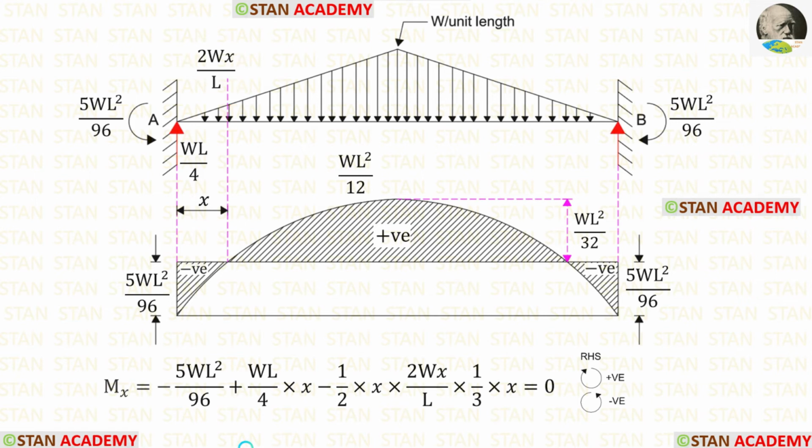Let us take moment about the section. MA is acting in the anti-clockwise direction, so it will be negative. The vertical reaction is acting in the clockwise direction, so it will be positive and the distance is x. The triangular load is acting in the anti-clockwise direction, so it will be negative. For this triangle, we have to multiply the area with the centroid distance. This is the area and this is the centroid distance. We know that in the point of contraflexure, the moment will be 0.